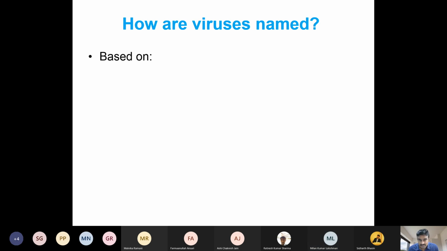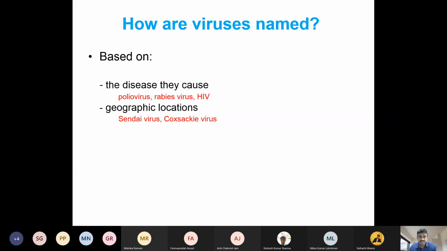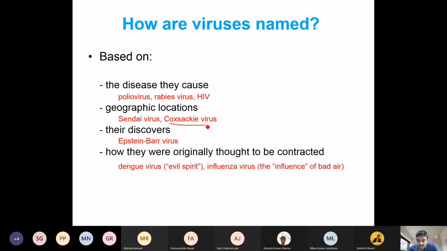I'll just give you some examples, some crude forms of naming viruses. The viruses could be named based on the disease they cause, like some of you rightly said. Poliovirus causes poliomyelitis, rabies virus causes rabies, HIV causes immunodeficiency. Like this, all of you heard about Coxsackie viruses, and I tried to tell you these are suburbs on the outskirts of New York. So they could be named after the places or geographic region. They could be named after the scientists who discovered them, Epstein-Barr virus, for example.